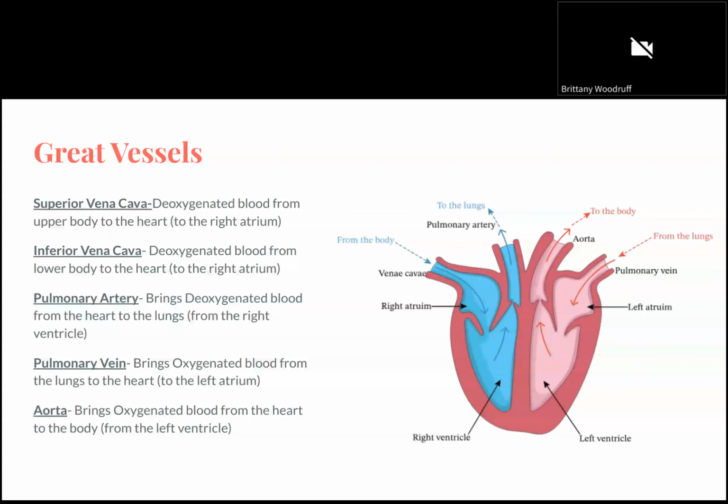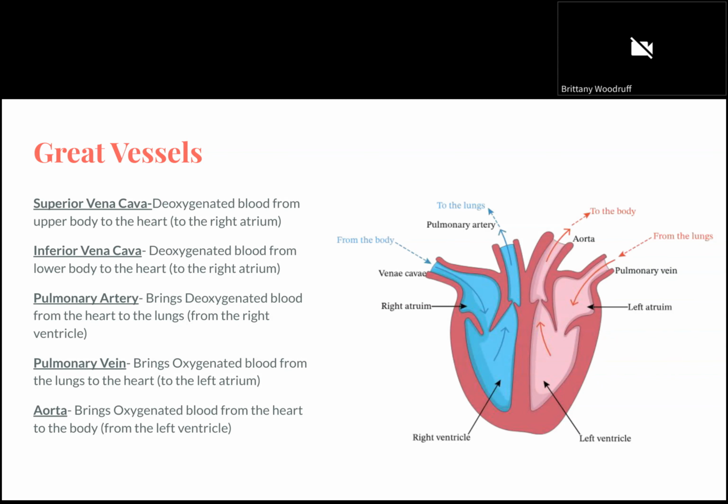If arteries are going away from the heart, what's coming towards the heart? Veins, okay? So if you have a pulmonary artery, you also have a pulmonary vein. Okay, the pulmonary vein is going to bring that reoxygenated blood, so the blood that has oxygen in it, back to the heart. Now it is going to come into the left side of the heart.